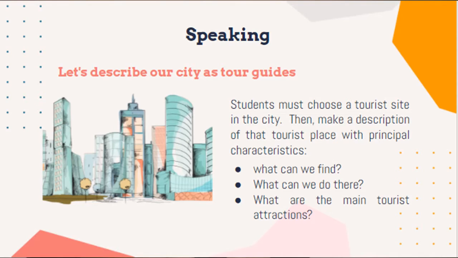And finally, for the speaking skills, the students are asked to describe the city where they live, taking into account three basic questions: what we can find, what we can do there, and what the main touristic attractions are. So, with the previous activities, the students are asked to practice the description of different things and also to make use of present simple and present continuous too.